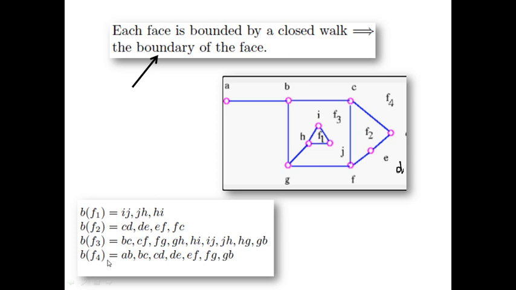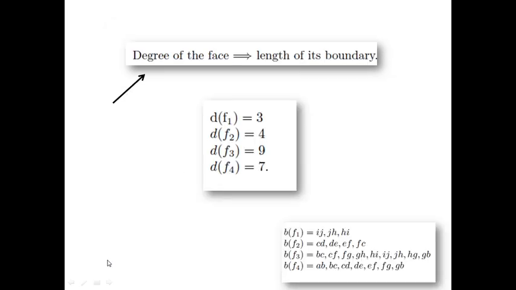Now you can see how to find the degree of the face. It's nothing but the length of its boundary. In the last slide we found out how to find the boundary of the face. Just by this itself we can find the degree of the face. So the degree of F1 is 1, 2, 3, right? And the degree of face F2, the length of the boundary, is 1, 2, 3, 4, right? And here you can see that the degree of face F3 is 1, 2, 3, 4, 5, 6, 7, 8, 9.